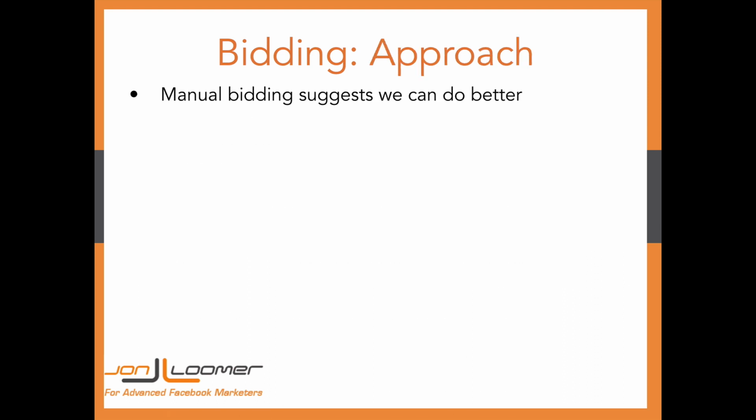So how should we approach this? Something to keep in mind, manual bidding, if you use it, it suggests that we can do better. That we can do better than Facebook systems. Facebook's been doing this a long time. They've got a lot of data. They've tweaked this over the years. It doesn't mean you can't do better, but you may be wasting your time. If you're a beginner, if you're intermediate, more than likely just keep it on auto.